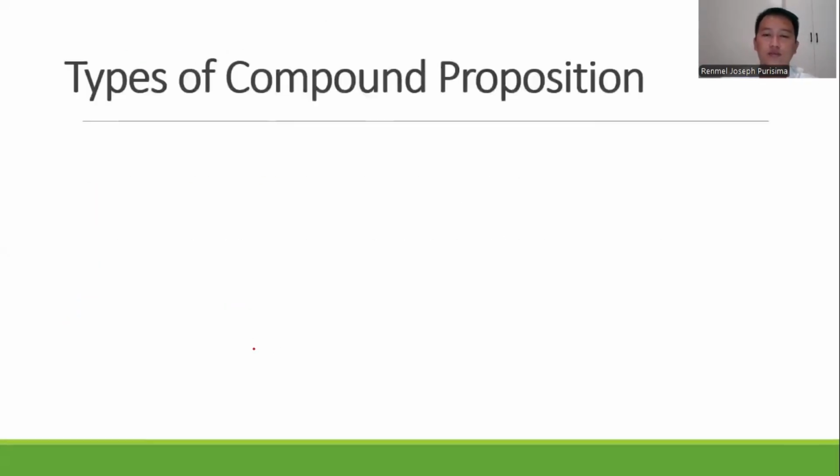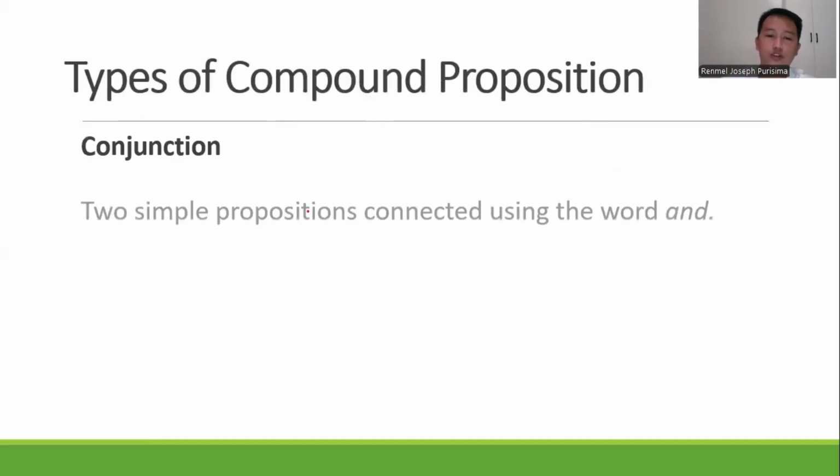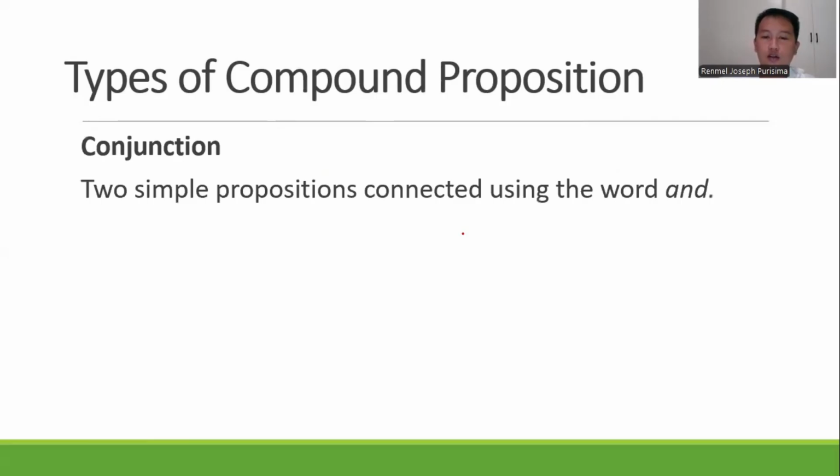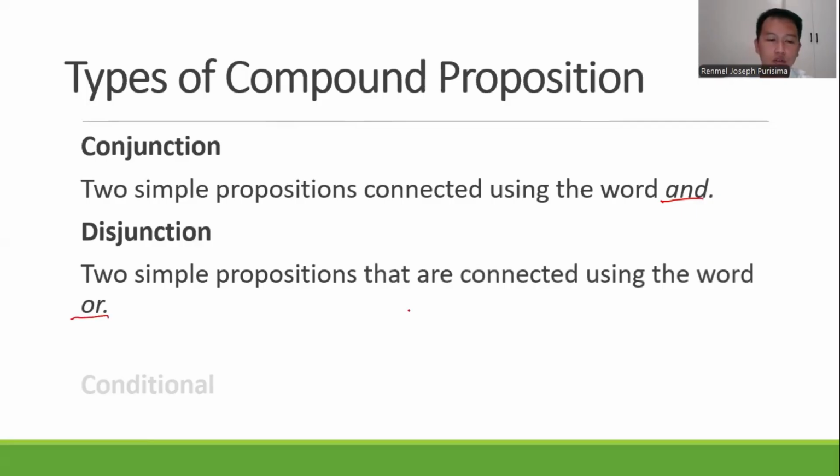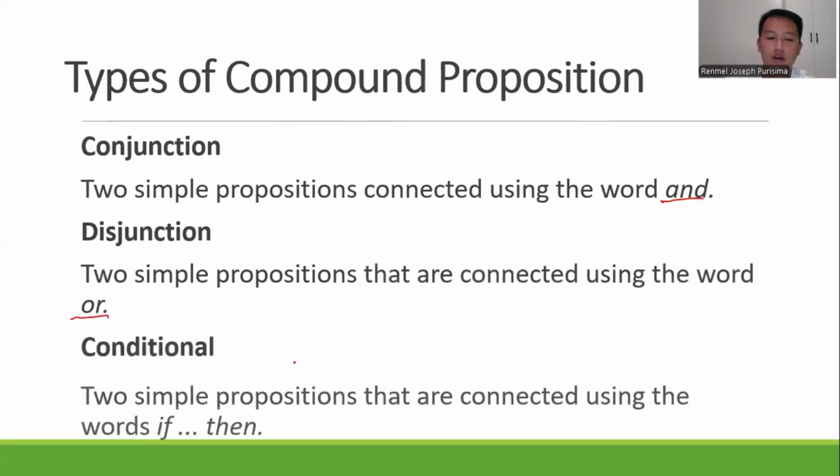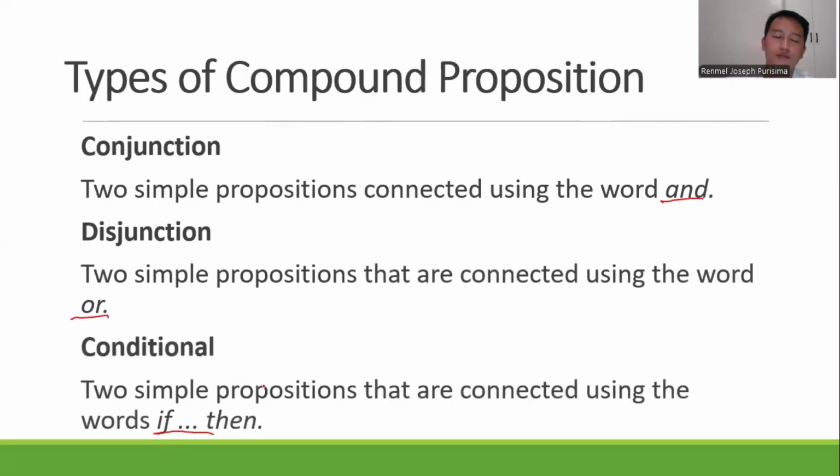So what are the different types of compound proposition? We have conjunction. For conjunction, the connective word used to connect propositions is and. For disjunction, we have or. For conditional, we have if-then.